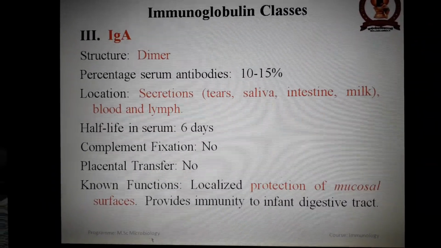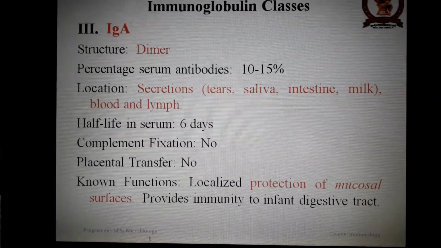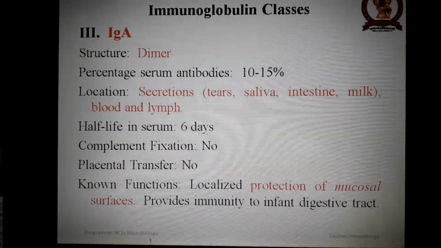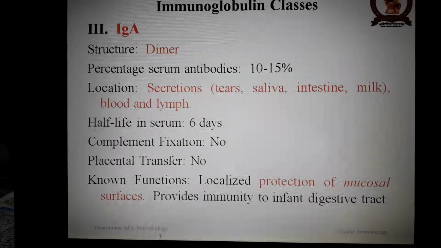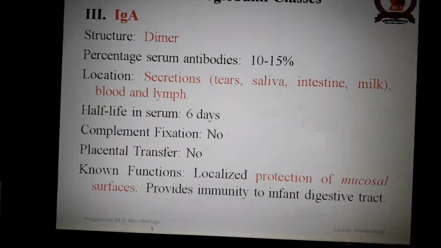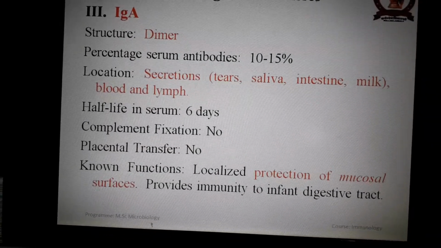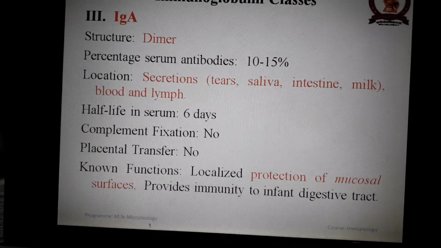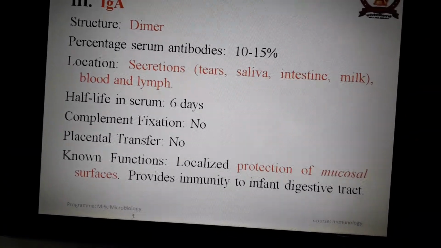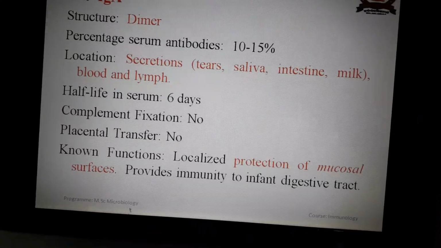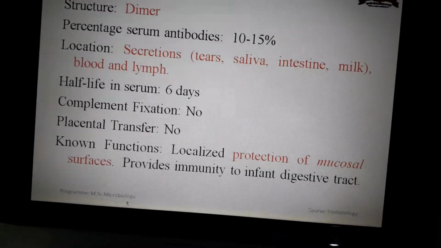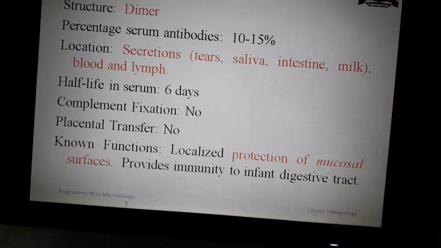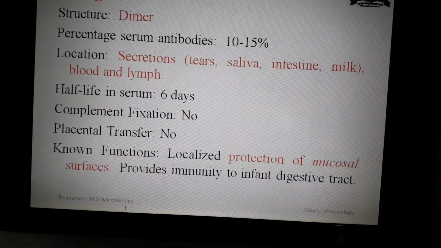Its half-life in the serum is 6 days, and it does not fix the complement. It also does not cross the placenta. This is also known as the secretory antibody, and the secretory antibody's main function is localized protection of mucosal surfaces. It provides immunity to the infant digestive tract.